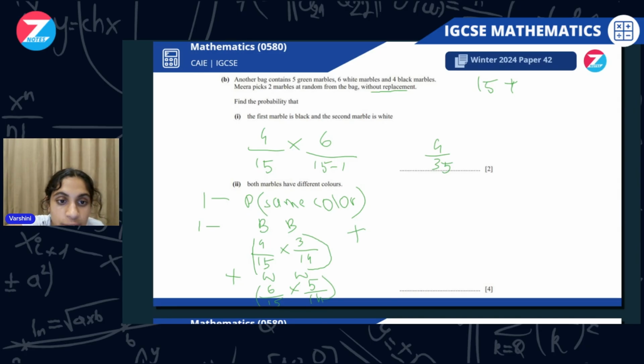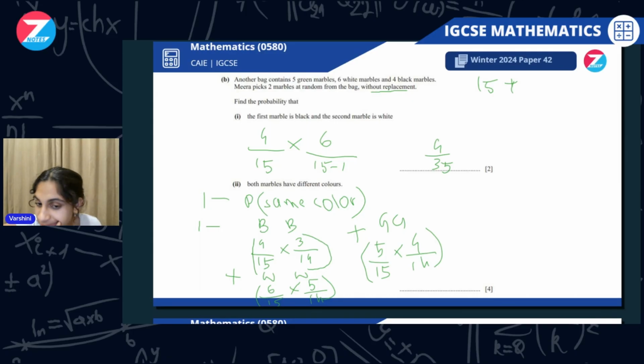Plus, there could also be 2 green marbles, G and G. So that's going to be 5 by 15 into 1 gone from the 5, 4 by 1 gone from the total, 14. So now we're going to do 1 minus this plus this plus this.